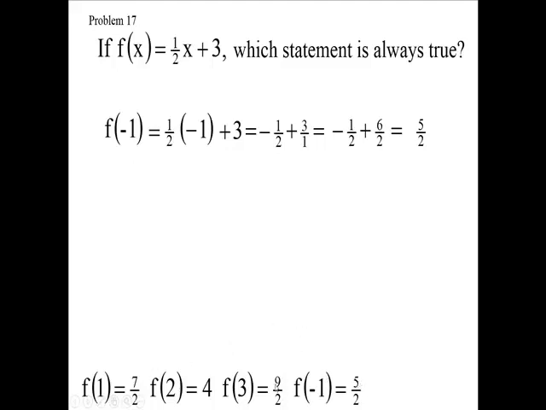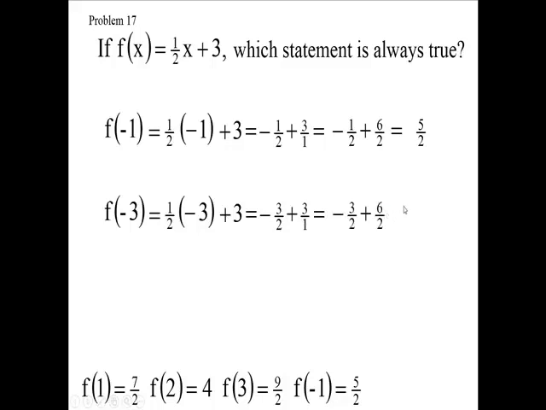Looks like it was 9/2, 8/2, 7/2, 5/2. Let's go ahead and do f of minus 3. Skip a couple of numbers. 1/2 times what? Minus 3 is negative 3/2 plus 6/2. This is 6/2, which is 3/2. So we're going down to 3/2 here.